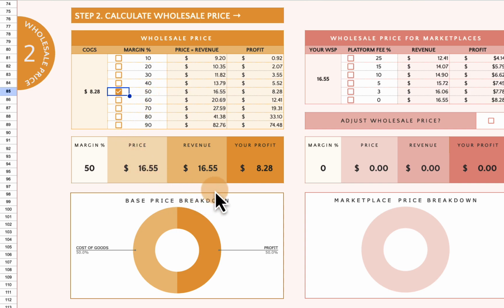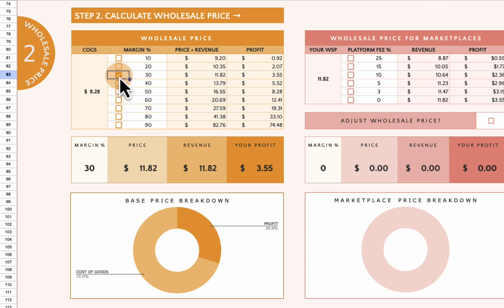You can see that profit and cost of goods are the same. The breakdown below shows you they're equal. That brings your wholesale price to $16.55. Price and revenue are the same in this table because we don't account for fees. Now you can play around and select different profit margins to see how that affects your profit numbers.